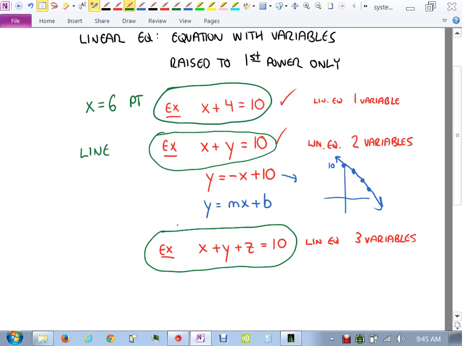Well, let me try and force it to come out of your head. If I have the first equation, x plus 4 equals 10, my answer was on a number line, 6. In the second equation, when I had 2 variables, I couldn't look at it on a number line. I had to look at it on an XY plane, on a graph. And my answer was a line on that graph. Now that I have 3 variables, what do you think I'm going to need to visualize the answer? I can't use a number line. It's going to be more than just this. So what do you think? Anyone have a guess?